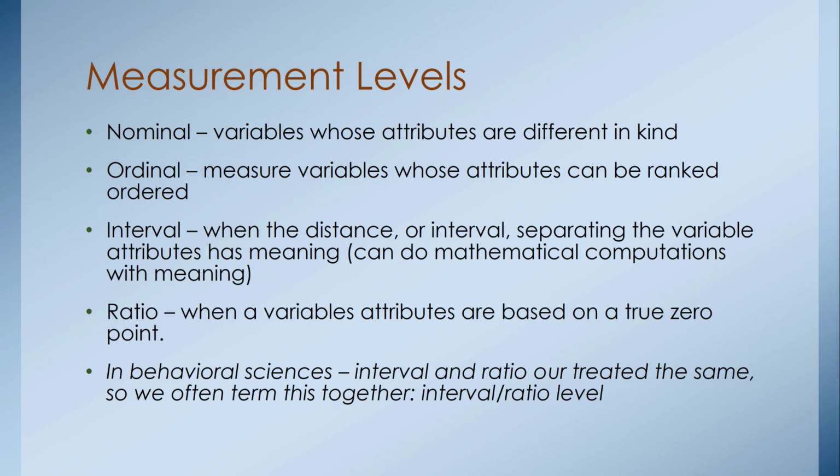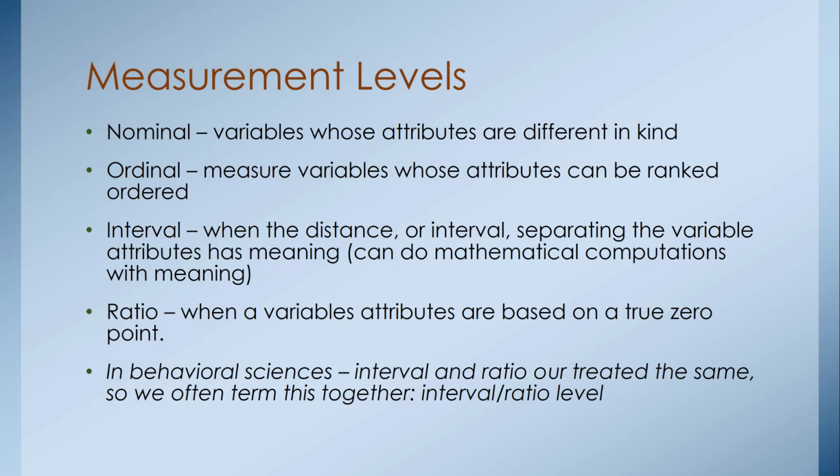Interval is when the distance or the interval separating the variable has meaning. And this is the point where you can actually do some mathematical computations with your data. The nominal and the ordinal level is really more just counting what's there. The interval level and the ratio level begin using some of the statistical terms that we'll study next semester, the statistical tests. Ratio is when a variable has a true zero. An example of a ratio variable would be if you wanted to measure delinquent behavior. Has this child been charged with a delinquent behavior? No. So there's a true zero there, an absence of that variable or an absence of that attribute.